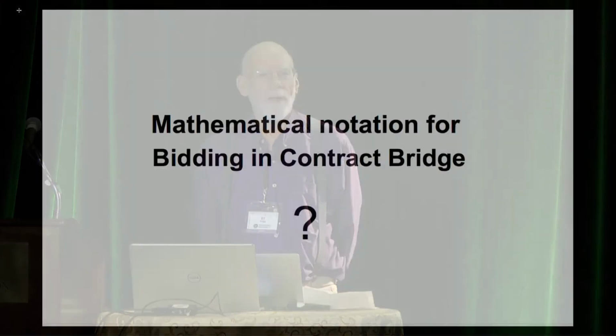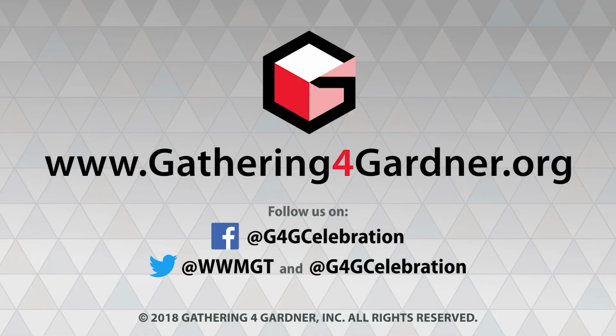What if we could do the same thing for bidding that all these other notations have done for other fields? Nobody has done that yet. That's my question and my challenge to the world. Come up with a good notation and a good analysis for bidding that achieves all these conflicting goals. Thank you very much.